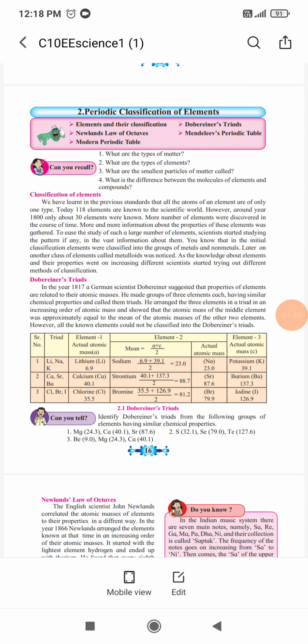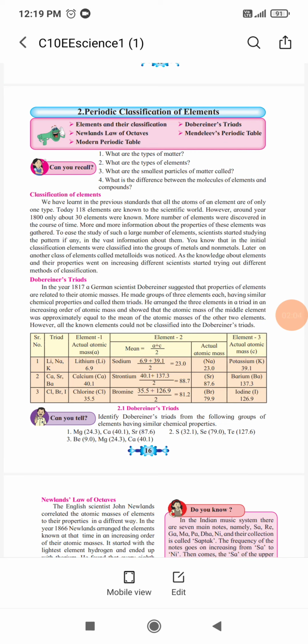He arranged triads. Triad means he arranged three elements by atomic mass and showed that the middle element's atomic mass is the arithmetic mean of the first and third. He gave these the name Dobereiner's triads.